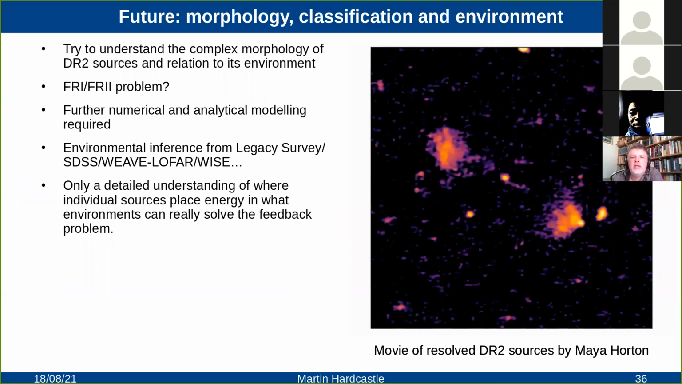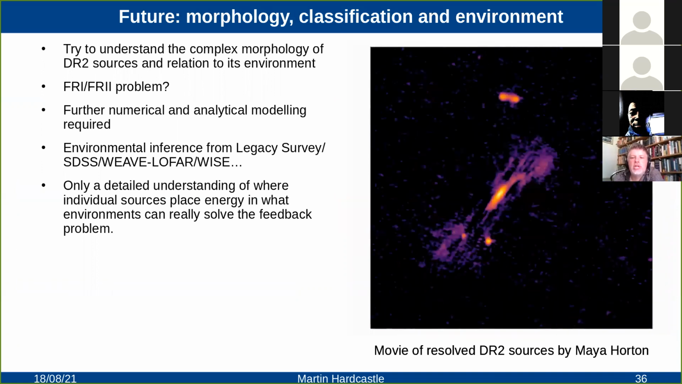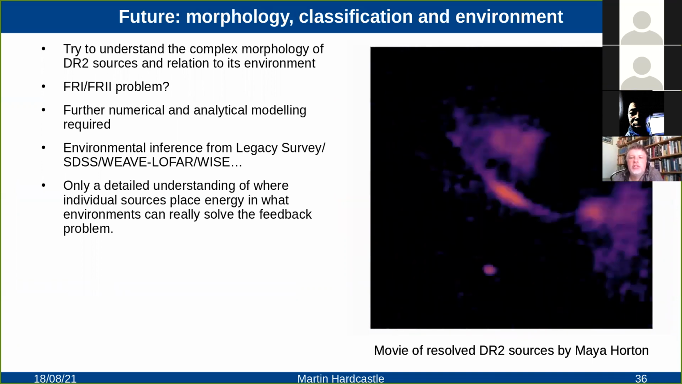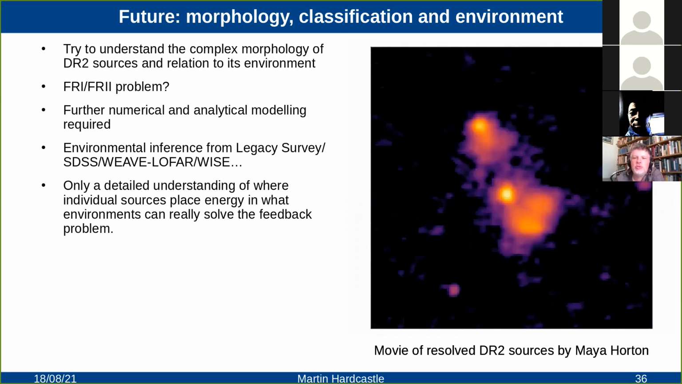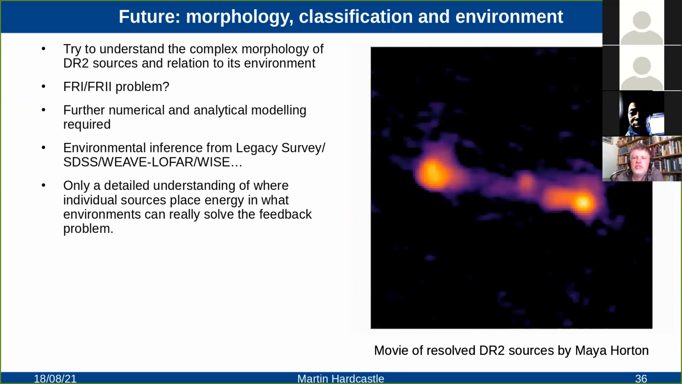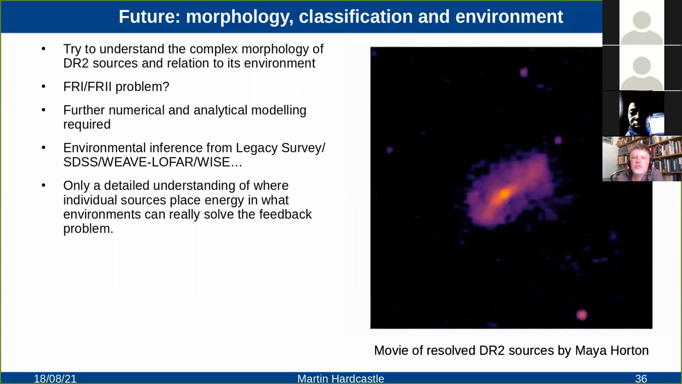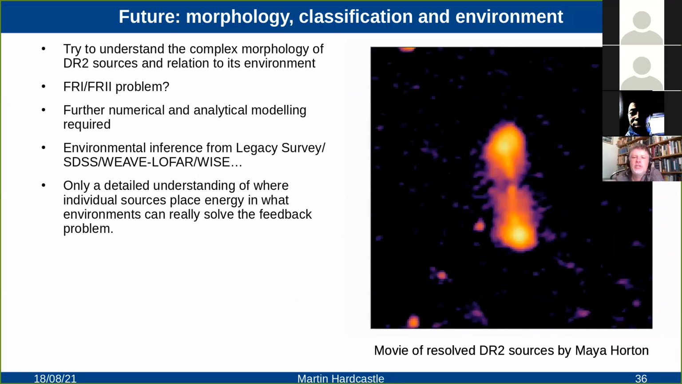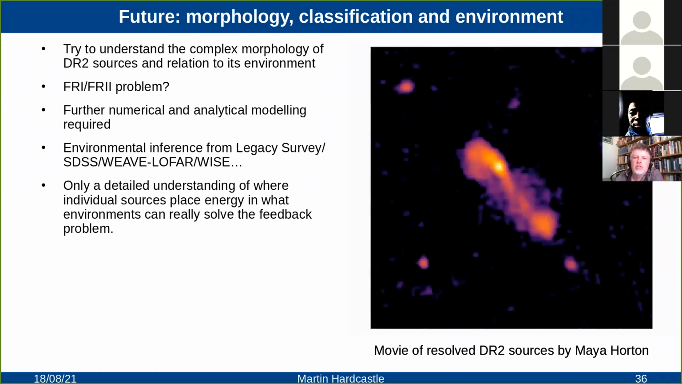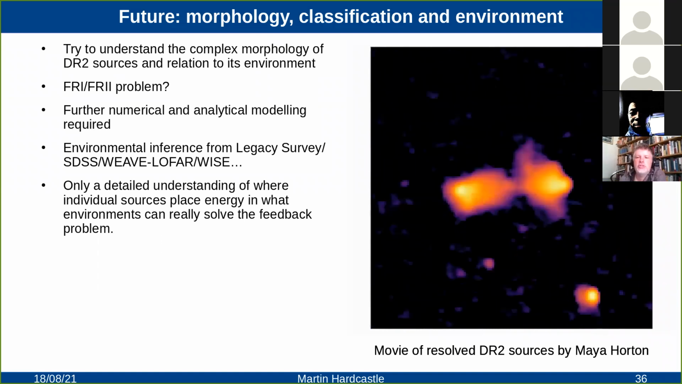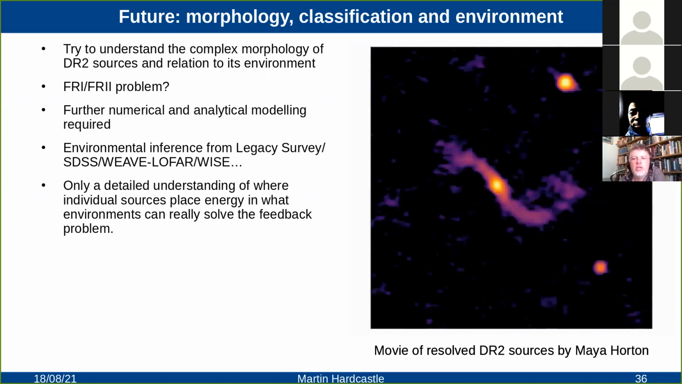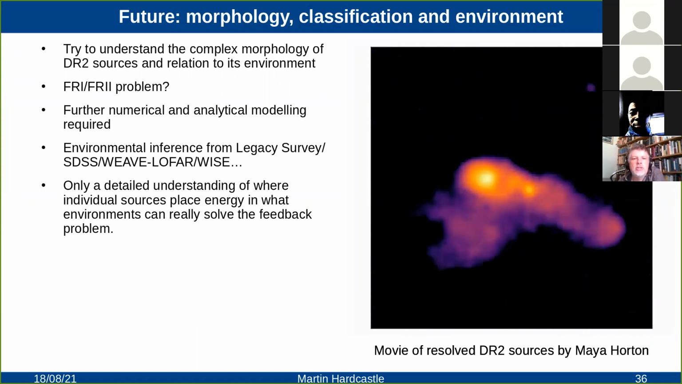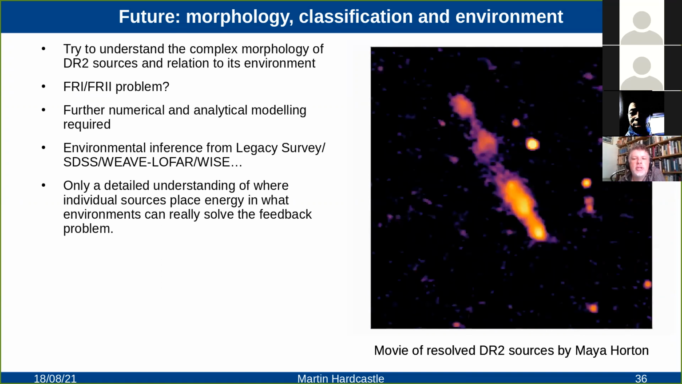Then I think one of the things we want to do is just understand the really complicated morphology of these radio sources. So it's not as simple as beautiful double lobes. There are lots of really complex things in there, types of sources that have never been seen before. So I'm just flipping through some DR2 sources that we selected in a project with a student, May Orton. She's working on writing that up at the moment.